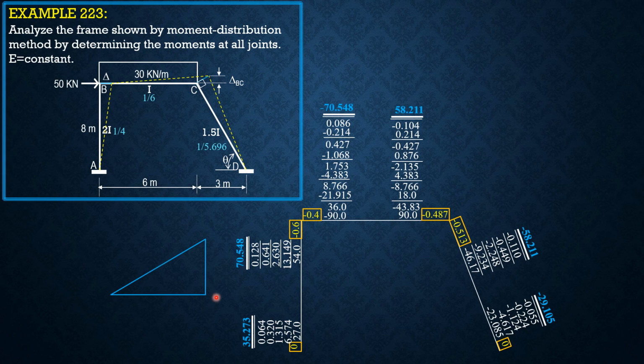So from the figure, delta as to 8 equals delta BC as to 3 equals delta CD as to square root of 73. So delta BC is 3/8 of delta, while delta CD is square root of 73 over 8 of delta. So having related the displacements or side sway of the other segments, we can now compute the side sway moments.